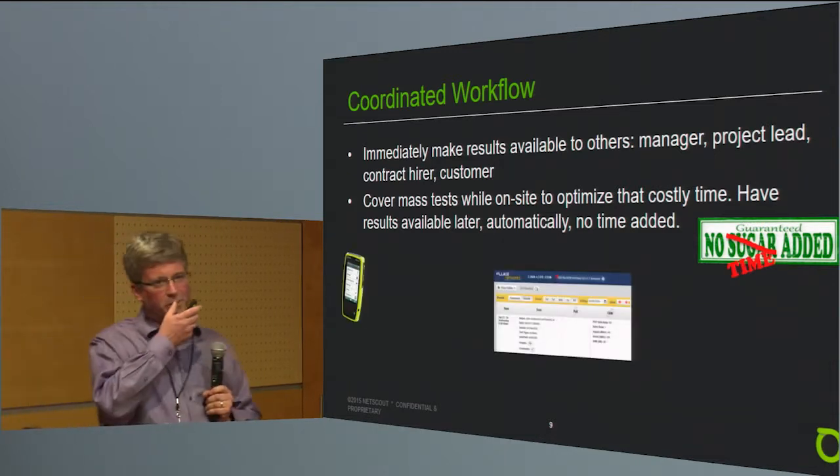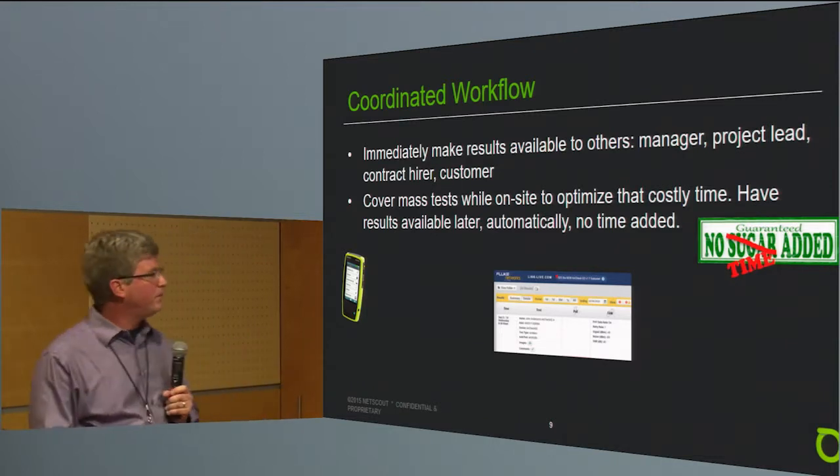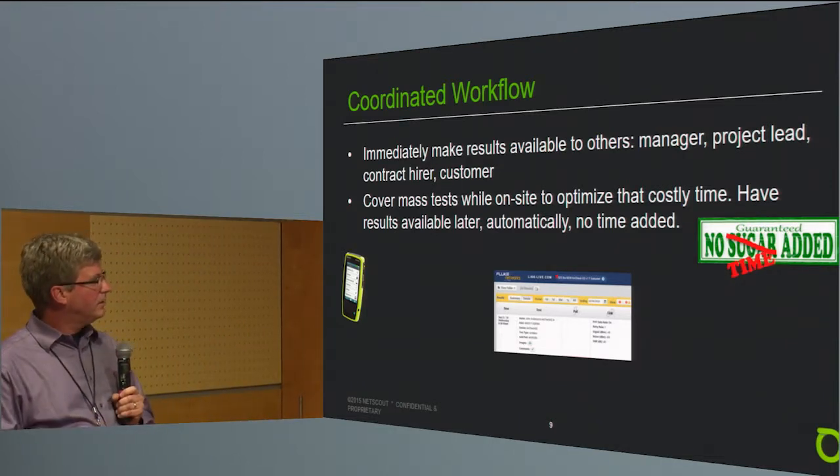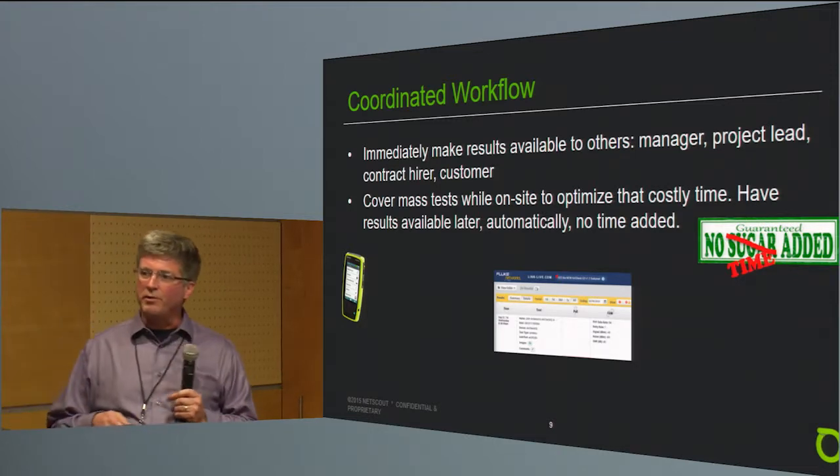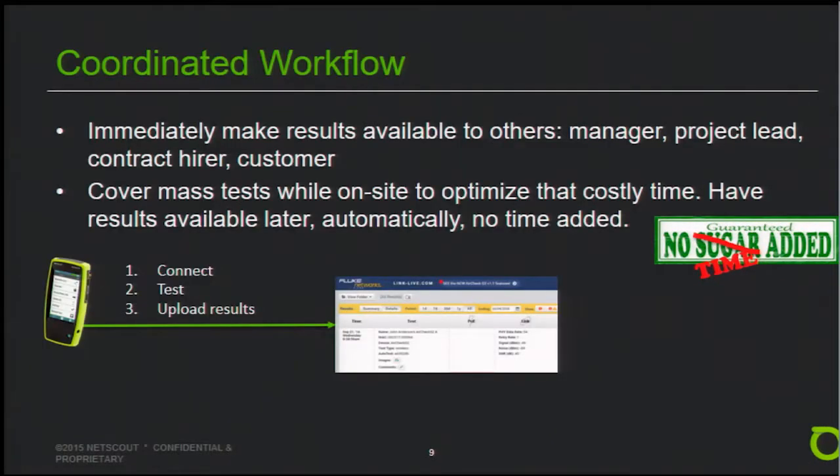So this is one of the attributes of a cloud service like Link Live, where you can connect either with an Ethernet test or with a Wi-Fi test, perform your test, automatically upload the results, no additional touch, no additional time needed. So again, it has nothing to do with the actual measurement or the test that's being performed or the data that's being displayed, but it's about the product attribute, the coordinated workflow that will make the whole process faster and easier and less time consuming.